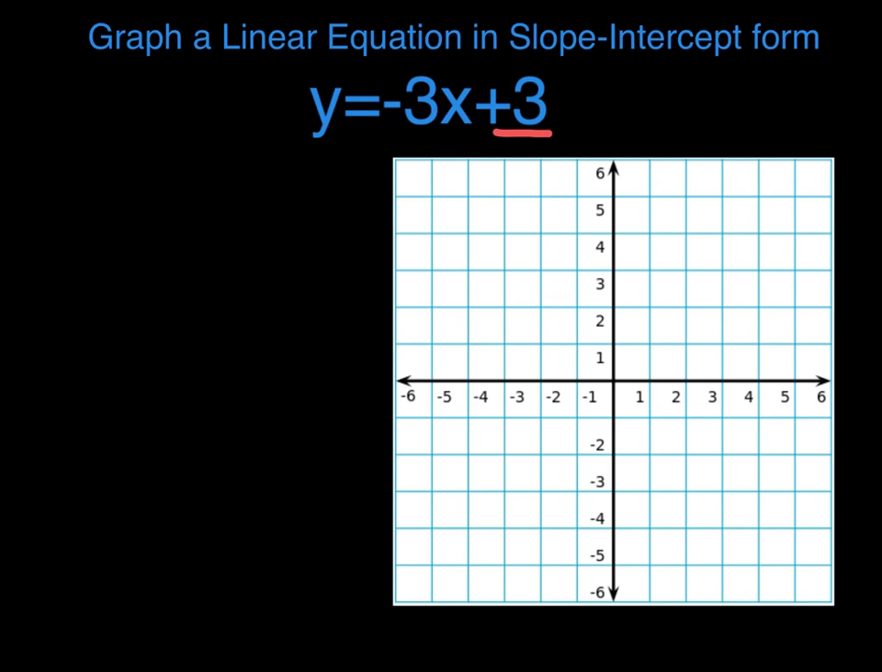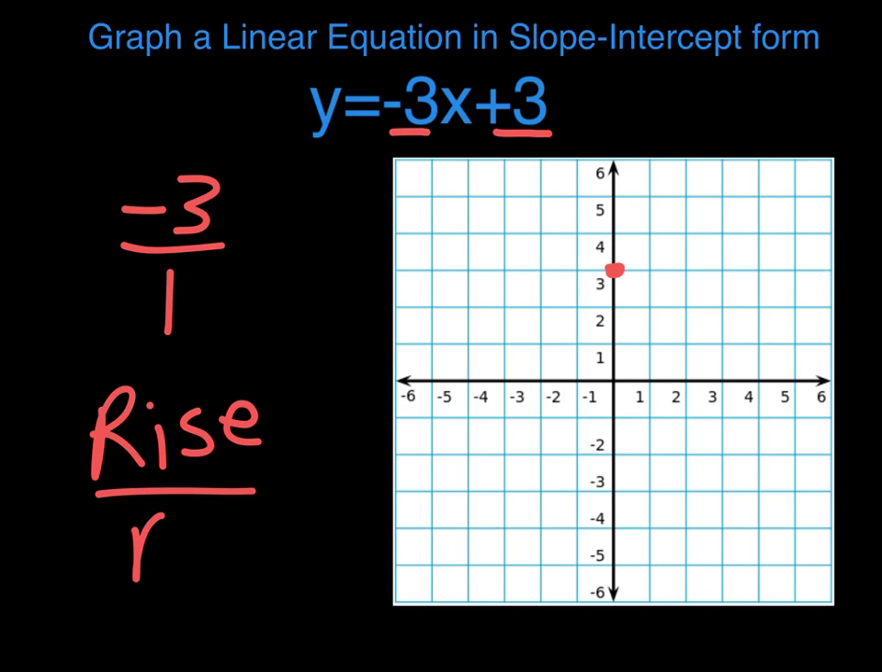The y-intercept is 3, so I go up 3, 1, 2, 3. And this is where my line is going to cross the y-axis. And the slope is this part right here, which is -3 over 1. And remember, rise over run. So it says -3, I need to go down 3. So 1, 2, 3. And I did go to the right 1, because my run is positive. So right here, and this will be my second point.